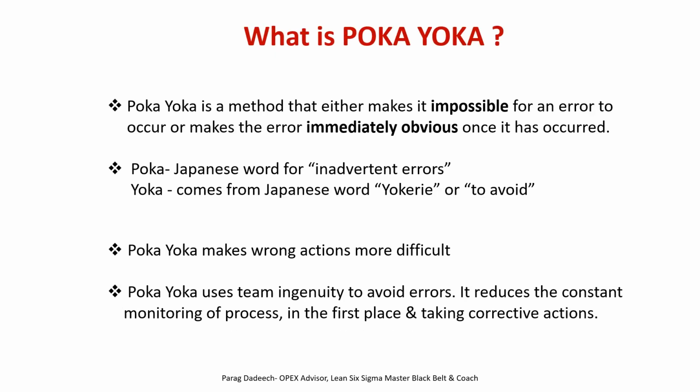By implementing or deploying the technique of POKA YOKA, you make it impossible for any error to occur in your process. You try to make the process robust or mistake proof. So POKA YOKA makes wrong actions or inadvertent errors much more difficult or rather impossible. And how do you accomplish this? You do this by using your team's ingenuity or creativity to redesign the process in such a way so as to make wrongful actions and mistakes much more difficult to happen.